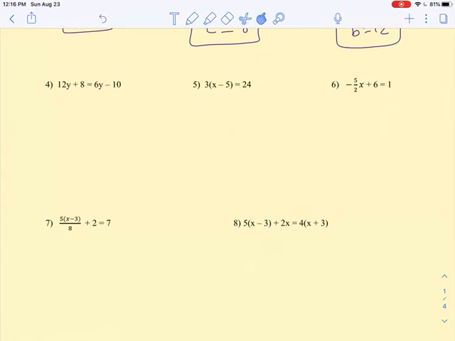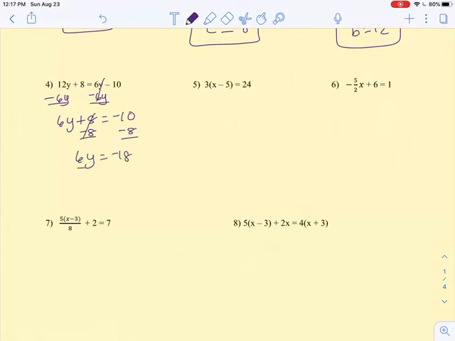Number 4 gets a little bit different because I have y's on both sides. So I'm going to subtract the 6y that's over on the right, so I bring all the y's to the same side. And then I'm sort of back where I started before. So I want to get y by itself. I subtract 8, and I have 6y equals negative 18, divided by 6. y equals negative 3.